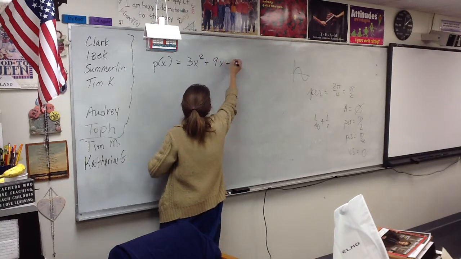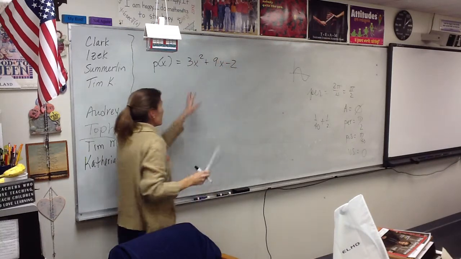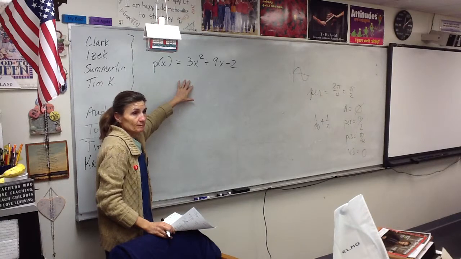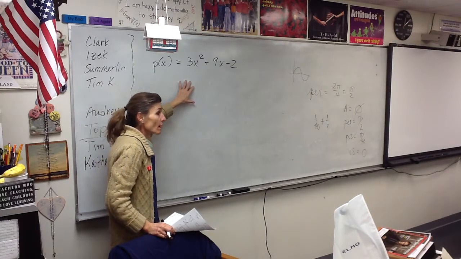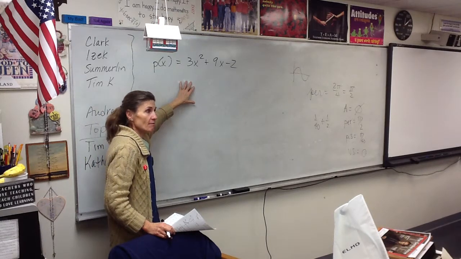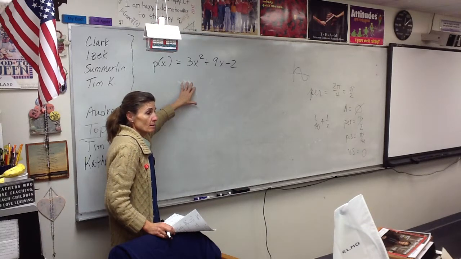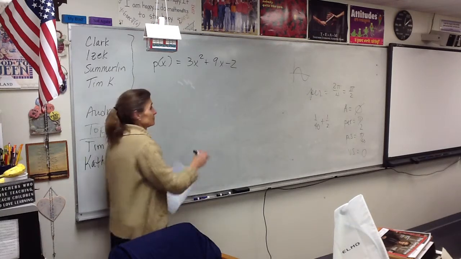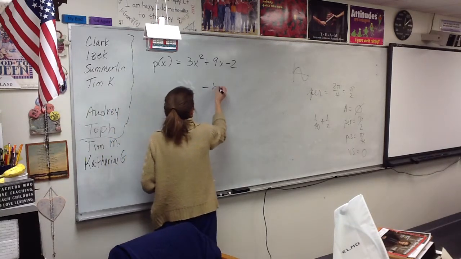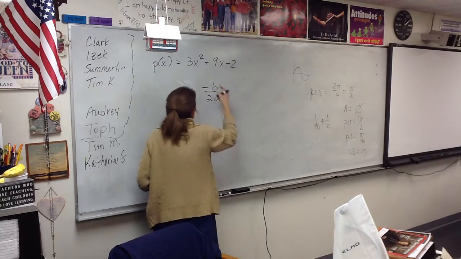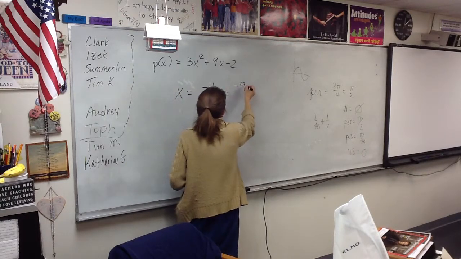Now, first of all, we should all recognize that this guy is a parabola, because x squareds, think BFF, x squareds are parabolas, right? What's the shortest, fastest way to finding the vertex? Negative b over 2a. X equals negative b over 2a. So for our problem, that will be negative 9.